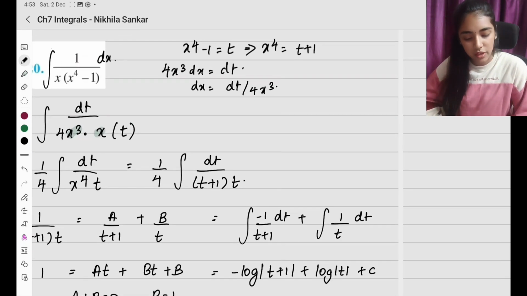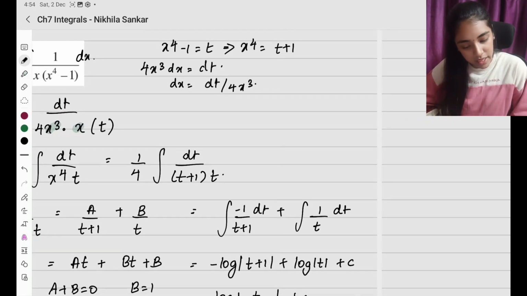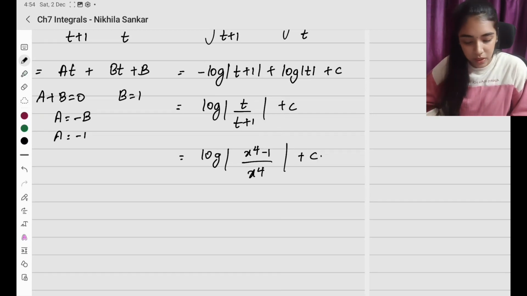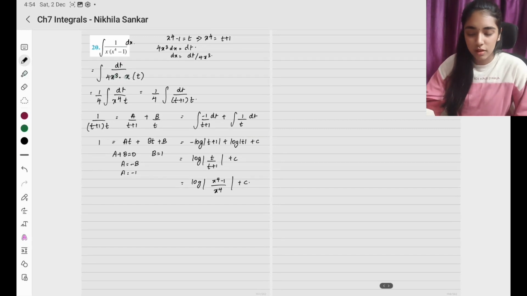Resubstituting for t, what do I have? X power 4 minus 1. So log mod x power 4 minus 1 divided by, again t plus 1 is going to be x power 4, plus c. Okay. So this is my final answer. Please copy. It's quite simple when you solve it in a different way.